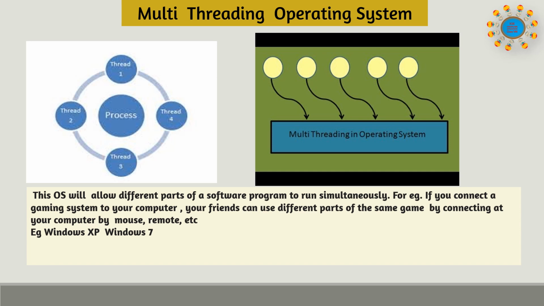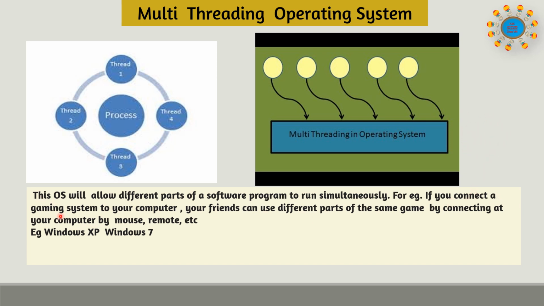Now coming to the multi-threading operating system. This operating system will allow different parts of a software program to run simultaneously. So one program will be divided into different parts, and all the parts of the software program will run simultaneously, and this will make the program run fast.